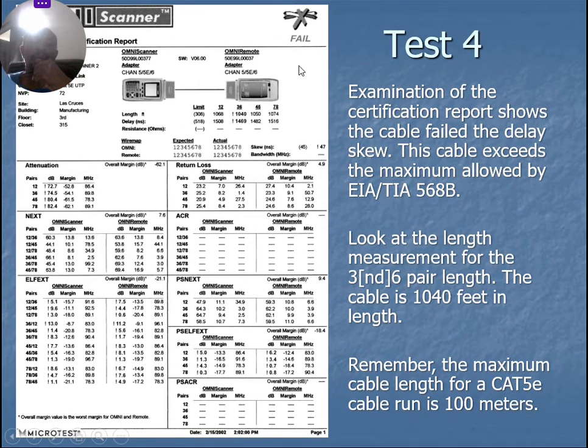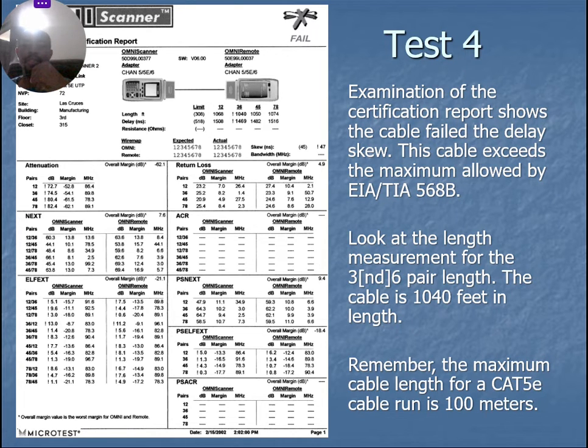Now we go to another test, test 4. It's also a failed result. What was test 4 for? Test 4 was the examination of the certification report, and this one shows that the cable failed the delay skew. The cable failed the delay skew.